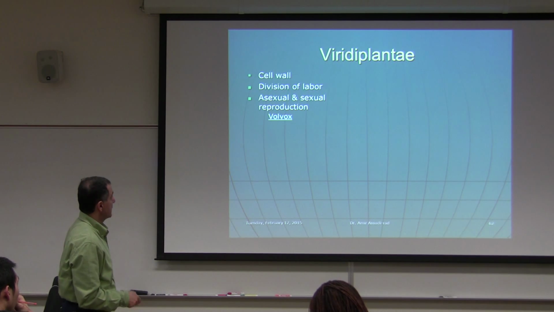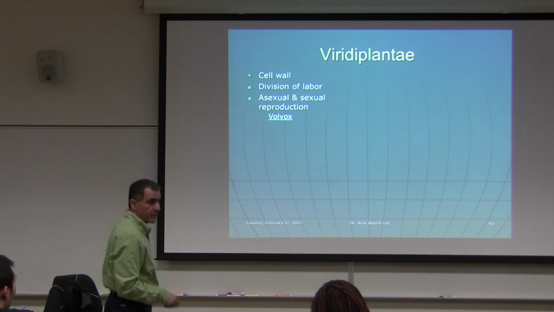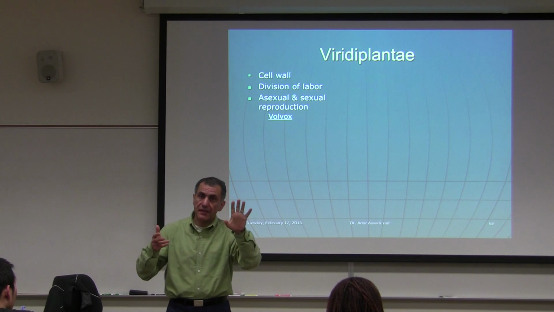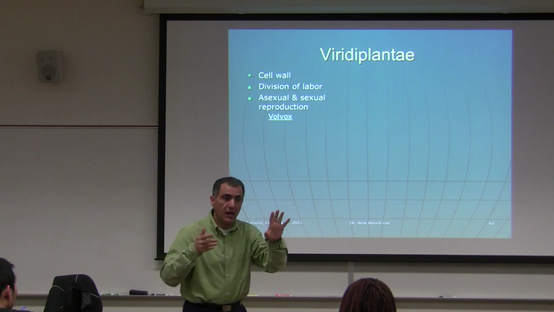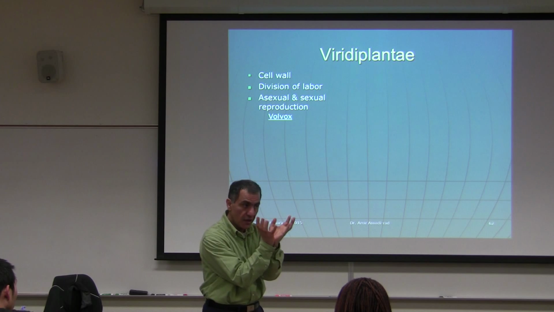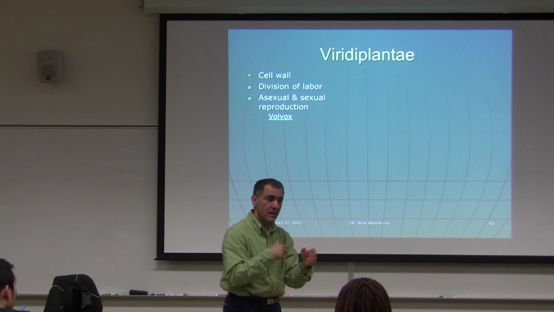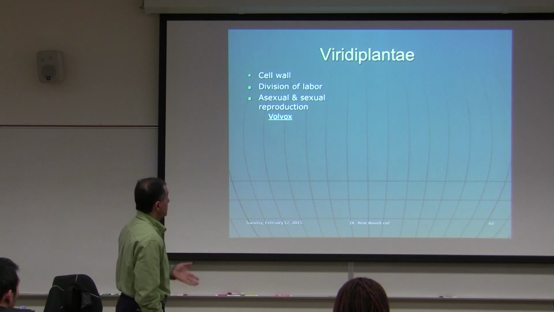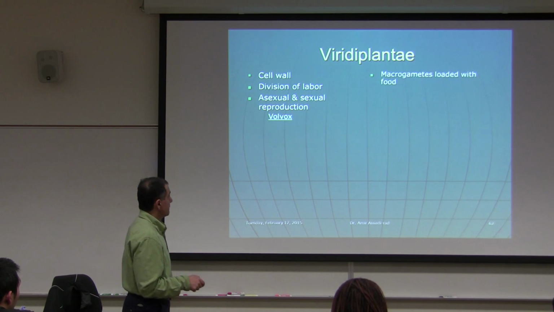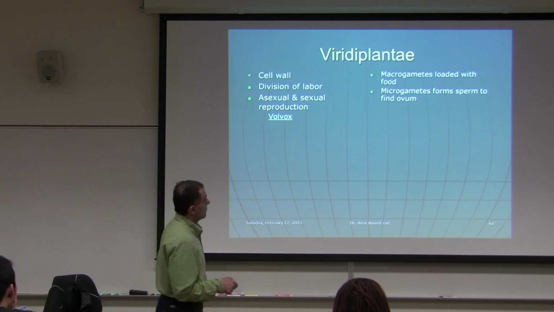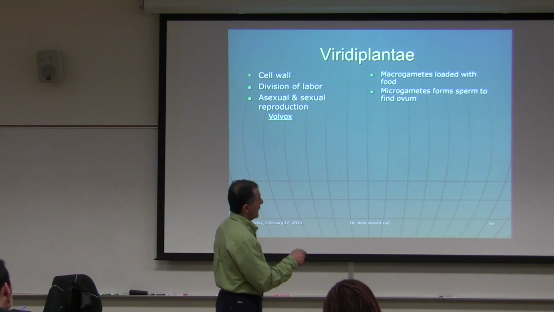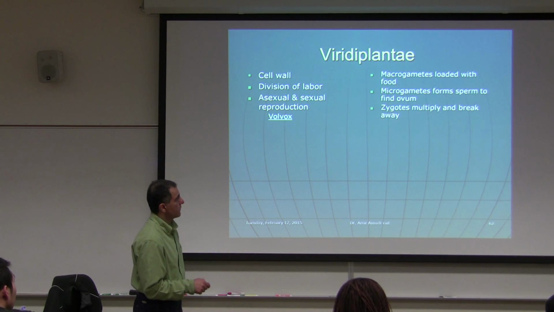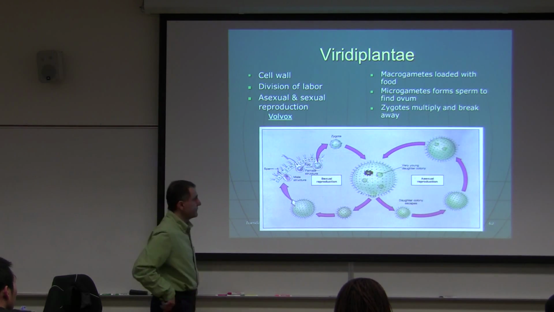Volvox has a division of labor. What I mean by division of labor is that they have certain cells which do photosynthesis. It is responsible for providing food for the colony. And other cells undergo sexual reproduction, which is for reproduction purposes. Macrogametes are loaded with food, and microgametes form sperm and egg. Zygotes multiply and break away, and here's a life cycle of it.